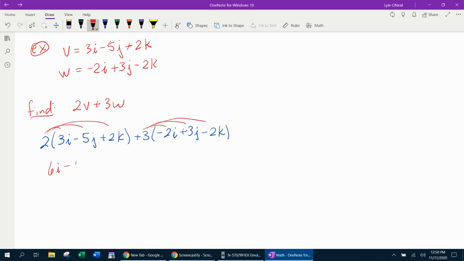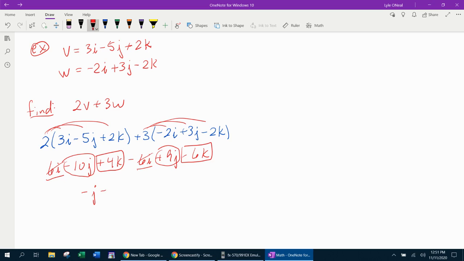All right, so that's going to give us 6i minus 10j plus 4k minus 6i plus 9j minus 6k. And then CLT, combine like terms. Our i's are going to cancel. I've got negative 10j plus 9j. That's going to be negative 1j, or just negative j, plus 4k minus 6k. That is minus 2k. And that is our answer in standard form. That's all they want for that example.